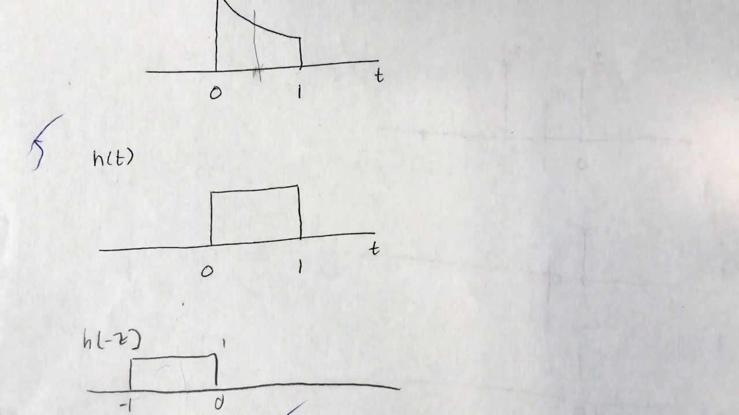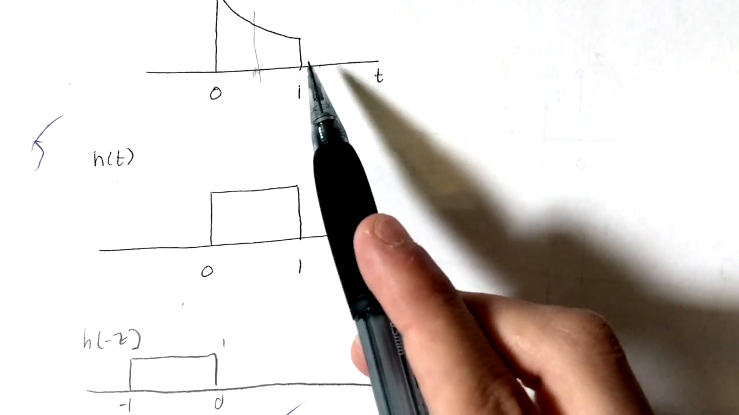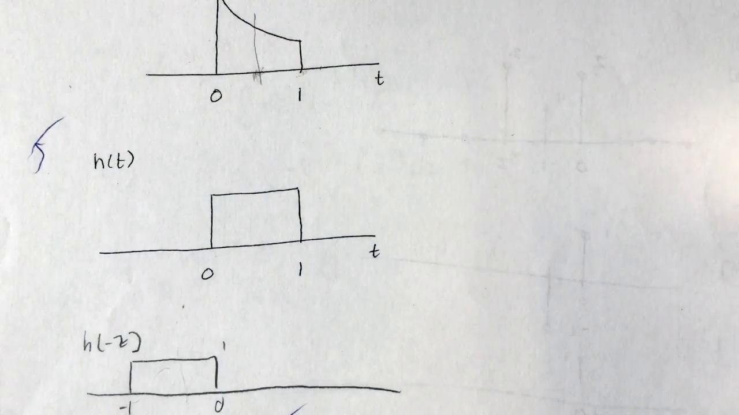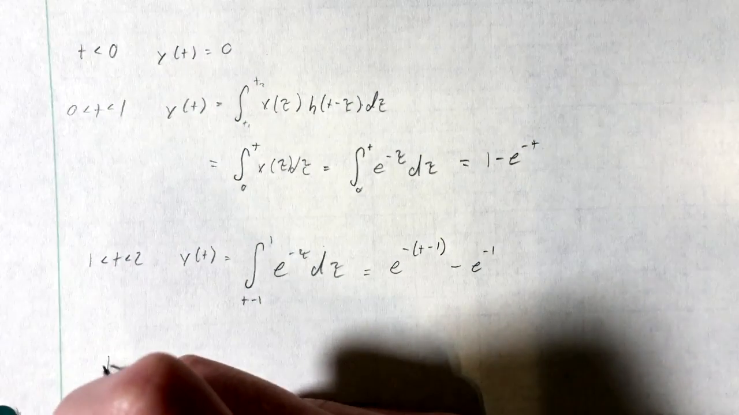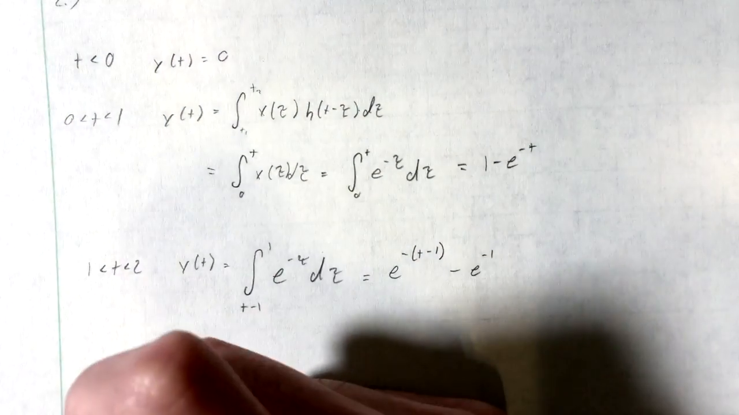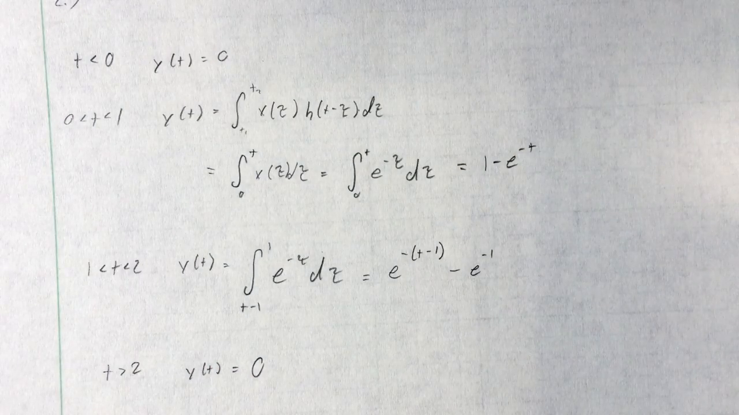when t is greater than 2, right? So let's just say it's 2.1. So 2.1 minus 1 is 1.1. So this bound right here will be at 1.1, which is right past this 1 value. So then the signals will no longer overlap, and therefore, when t is greater than 2, y of t is equal to 0. And there we go.